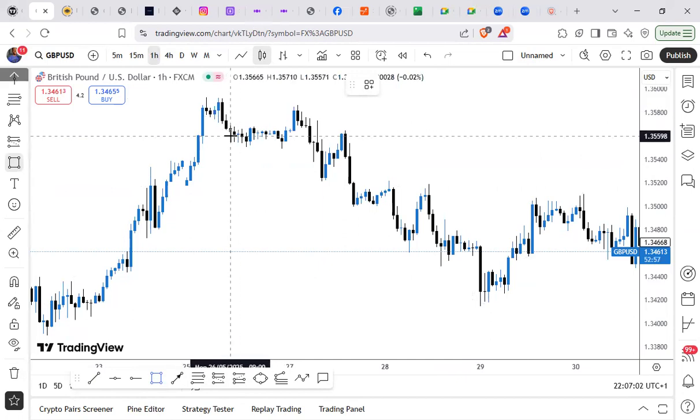Do you just pick any zone and decide, or is there a particular thing that will make you select that zone? Whenever I look at the chart, I know what I'm looking for.